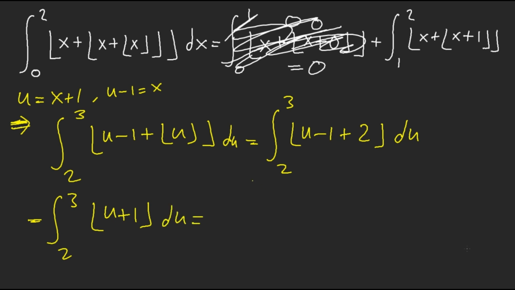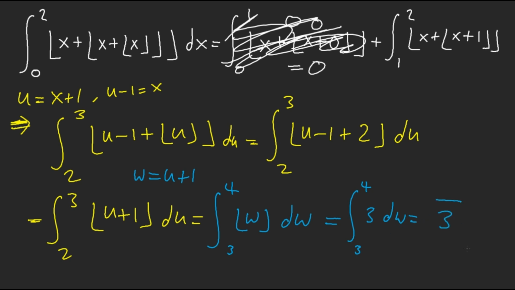You already know exactly what to do next. You u-sub again, right? Let w equal u plus 1, and you get the integral from 3 to 4 of w dw. And over here, what is this? From 3 to 4, the floor function is always going to be 3. So we have 3, 4, 3. And so the answer is just 3.